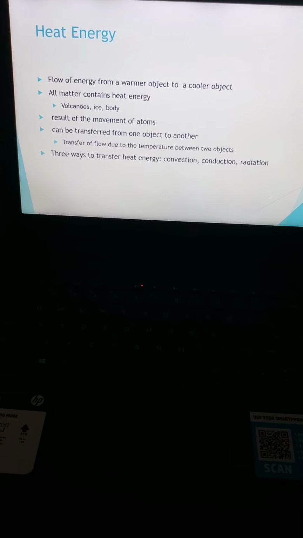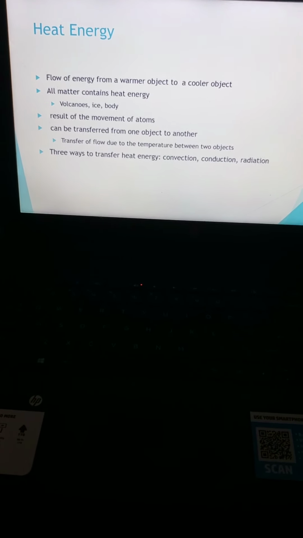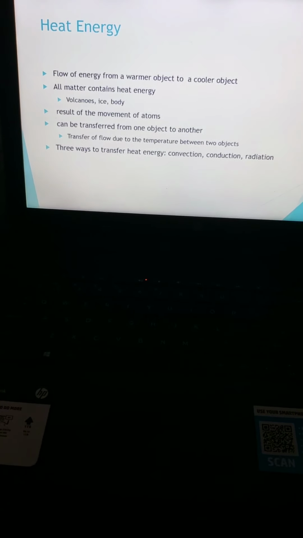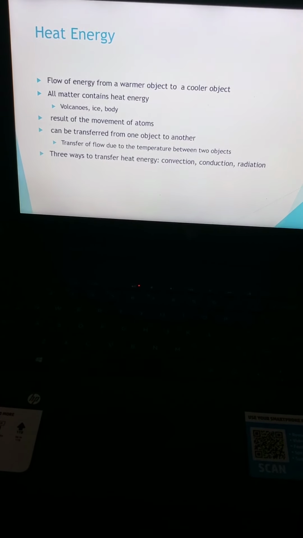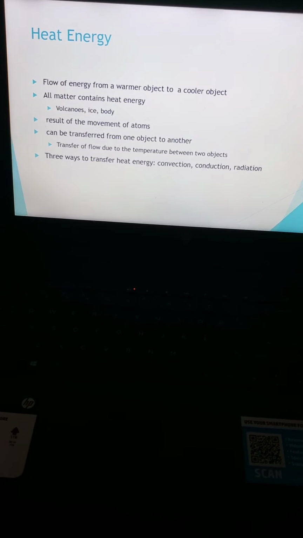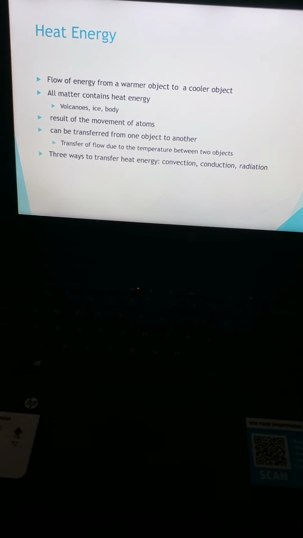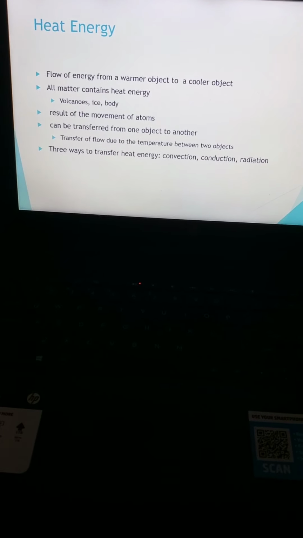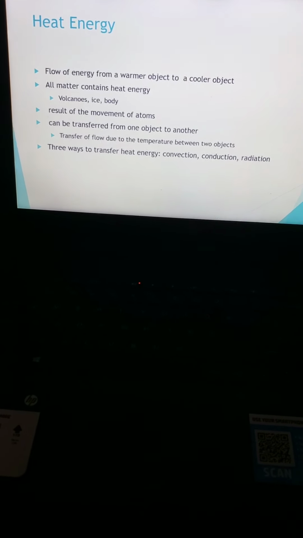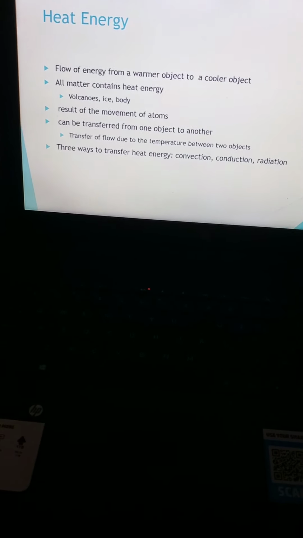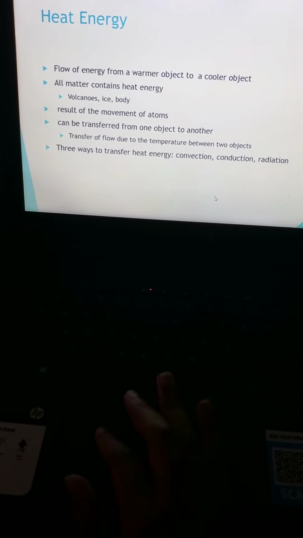Conduction is the transfer of heat energy through solids. An example of this would be a car being turned on, and as the car heats up, the engine becomes hot. And the hood becomes warm as heat is conducted from the engine to the hood. Radiation is the transfer of heat energy by infrared waves. An example of this would be sitting by a fire and feeling the heat coming off of it.